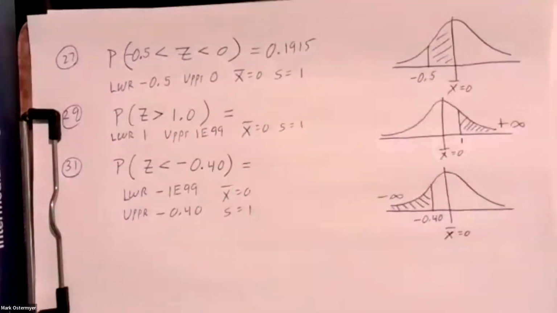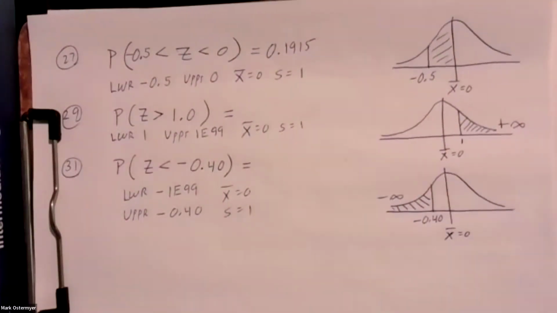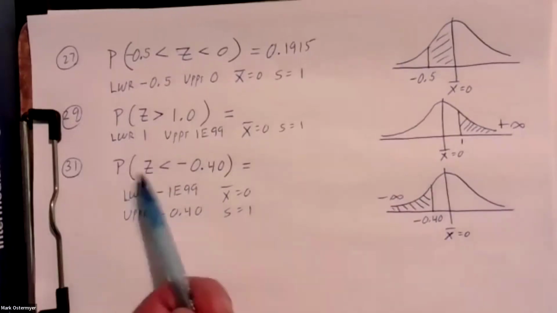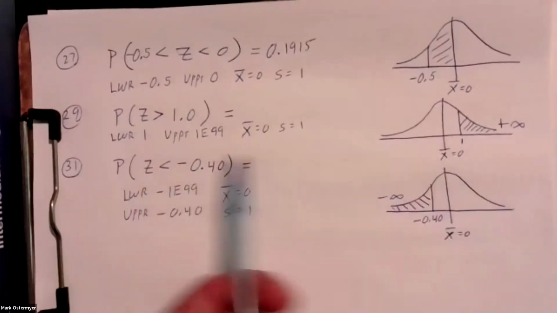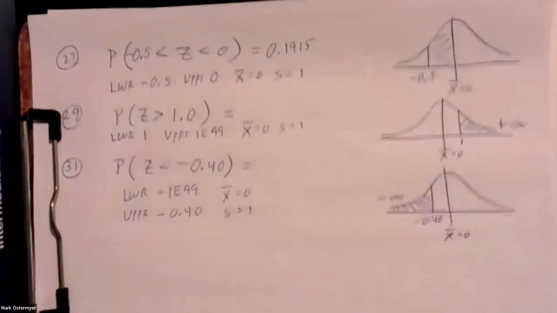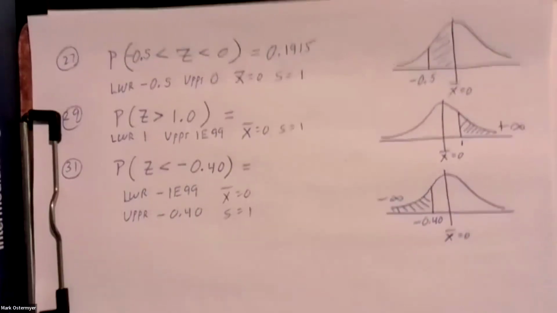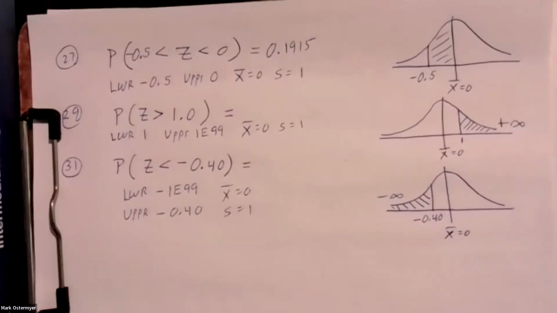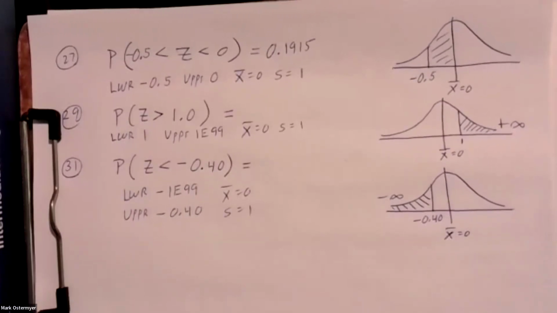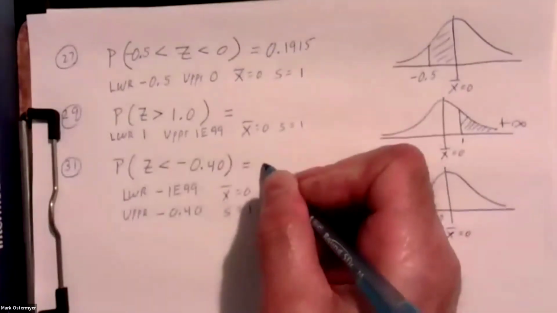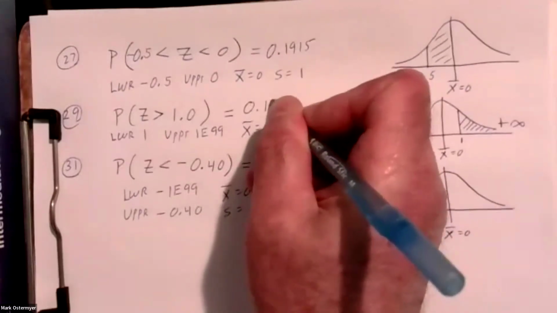Next one, the lower endpoint of this interval is 1. The upper endpoint is positive infinity, so 1E99. Calculate, and you get the area as being 0.1587.